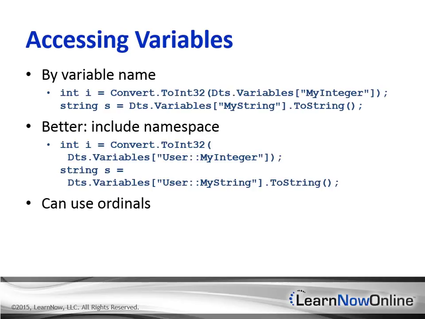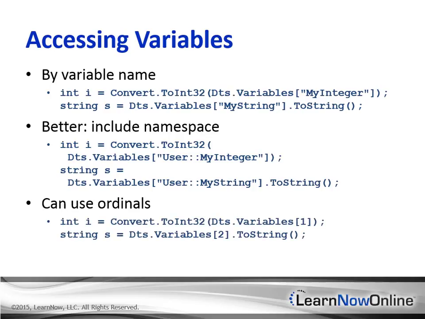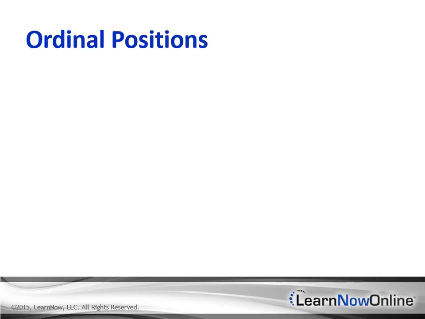Another variation is that you can reference variables by their ordinal position in the collection. If you were to rewrite the previous code to use ordinals, it would look like this. So Dts.Variables[1], Dts.Variables[2]. Now it's important to understand that the ordinal position refers to how you list the variables in the ReadOnlyVariables and ReadWriteVariables properties of the script task.